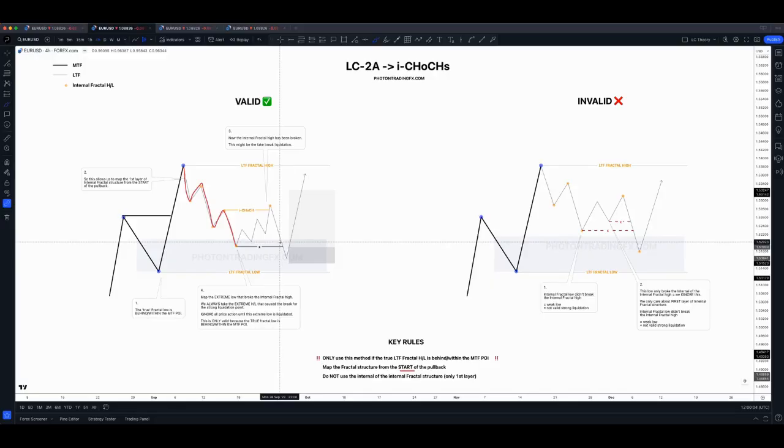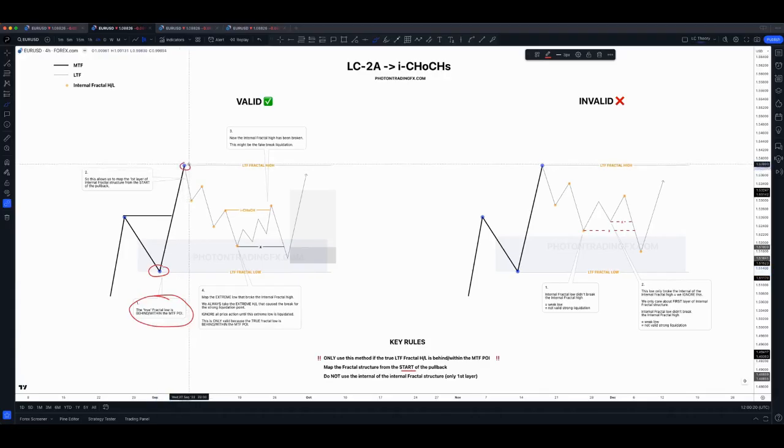The only reason why we are allowed to look at the internal fractal structure is because of point 1. So do not forget this point. This is why it's step 1. We only look at the internal fractal structure when the true fractal low is too far away, right? So it's all the way behind the POI.